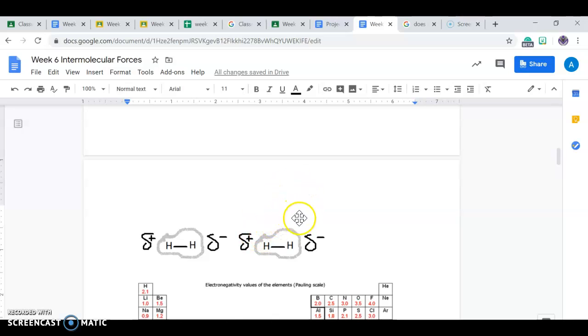And so temporarily, you could find a buildup of electrons on one end of a molecule over another. So if we had a molecule of hydrogen, which is H2, they're held together by this bond. It's non-polar covalent because the electronegativity difference is 0. So you have this temporary partial negative, partial positive as the electrons are moving around.